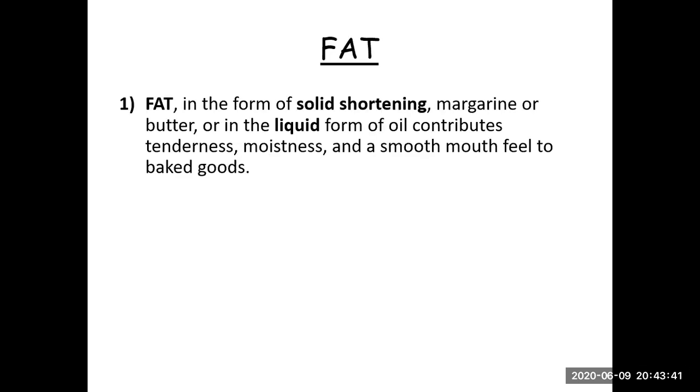So, first of all, that is fat. We find fat in two forms. One is solid, another is liquid. The fat which is solid at normal temperature is called solid fat or shortening. And the fat which is liquid at normal temperature is called liquid fat or oil. Fat is very important for baking, and it contributes to tenderness, moistness, and a smooth mouthfeel to baked goods.